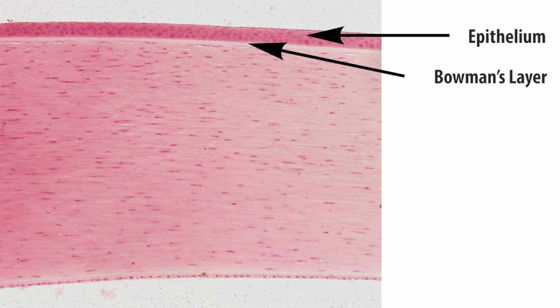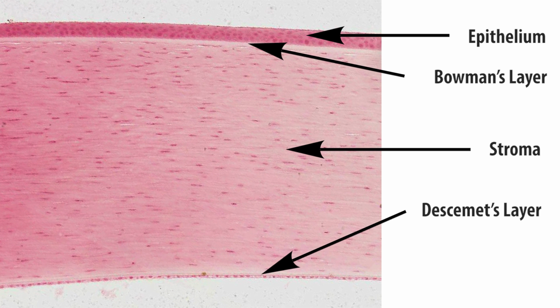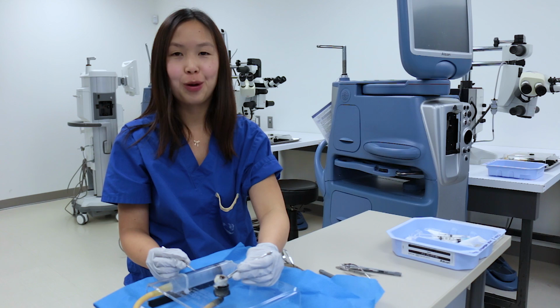The layers of the cornea include the epithelium, Bowman's layer, the stroma, which makes up 90% of its thickness, Descemet's layer, and the endothelium. Here is a tip for remembering the layers. Descemet's is deep and Bowman's is above.